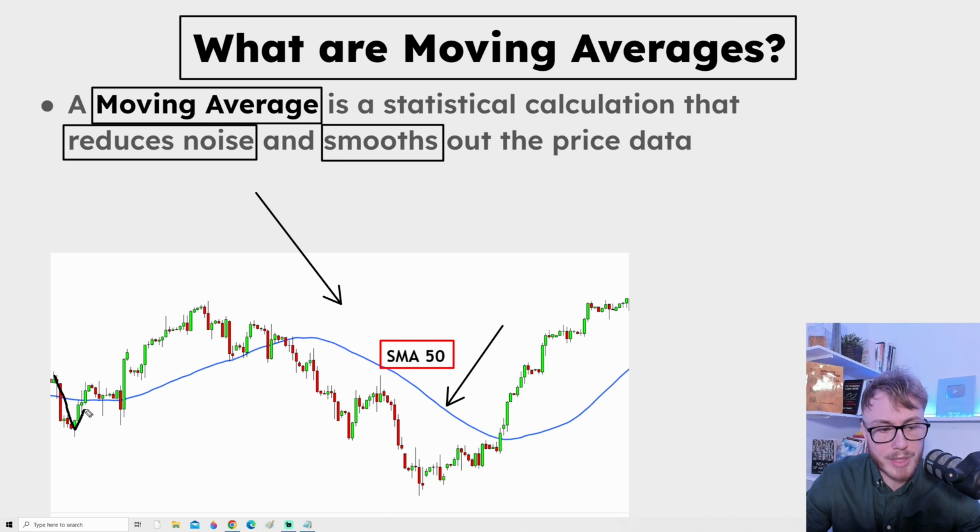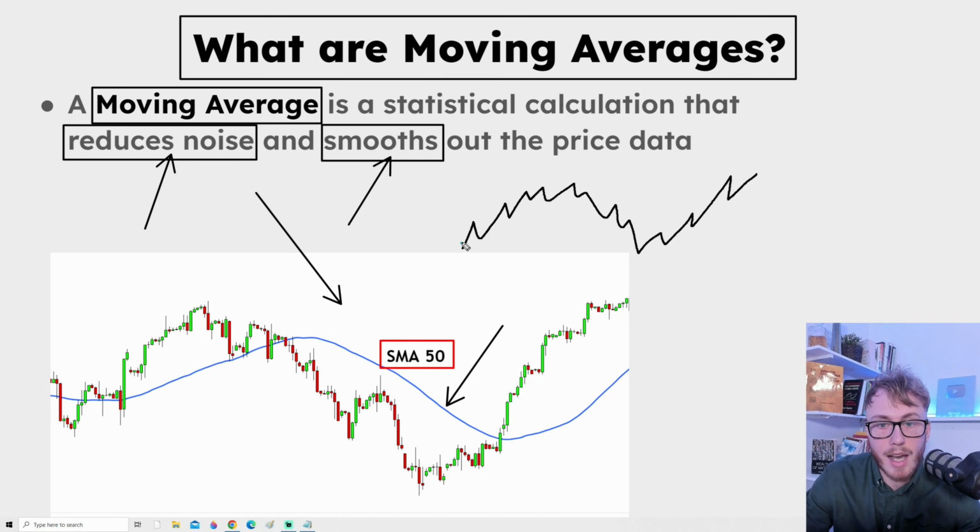But for now, what we need to understand is, if you take a look at the price here, you can see that the price moves up and down a lot in a very erratic fashion, while the moving average has a very nice and smooth price movement. And this is what we mean when we say it reduces noise and smooths out the price. So instead of having price movements that look something like this, a moving average will be nice and smooth.